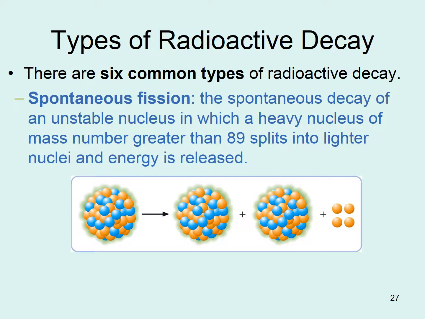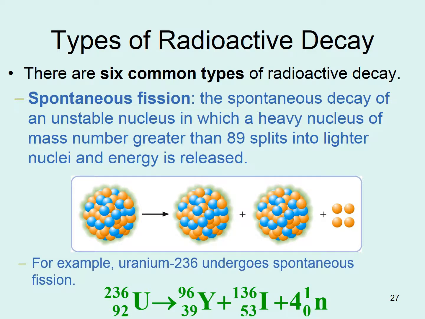Okay, one last type of radioactive decay is called spontaneous fission. This is when an unstable nucleus, which is very heavy, so it only happens with the heavier nuclei, so if it's got a mass number greater than 89, it'll split into two lighter nuclei. And then oftentimes energy and sometimes neutrons are released.